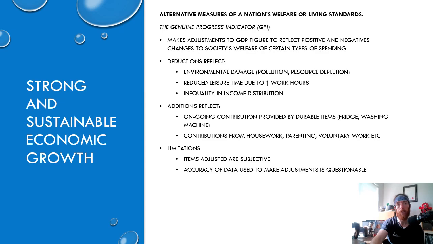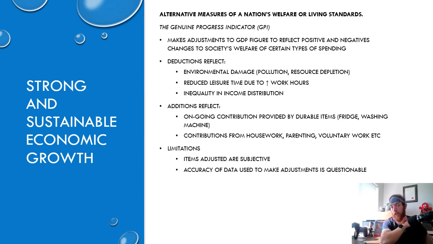Next up, we've got the Genuine Progress Indicator, or GPI. So this makes adjustments to the GDP figure to reflect positive and negative changes to society's welfare of certain types of spending. So this is a really interesting figure because one of the biggest issues of our GDP stats is they don't take into account environmental damage or things that negatively impact our non-material living standards. So the GPI takes away some numerical value for environmental damage.